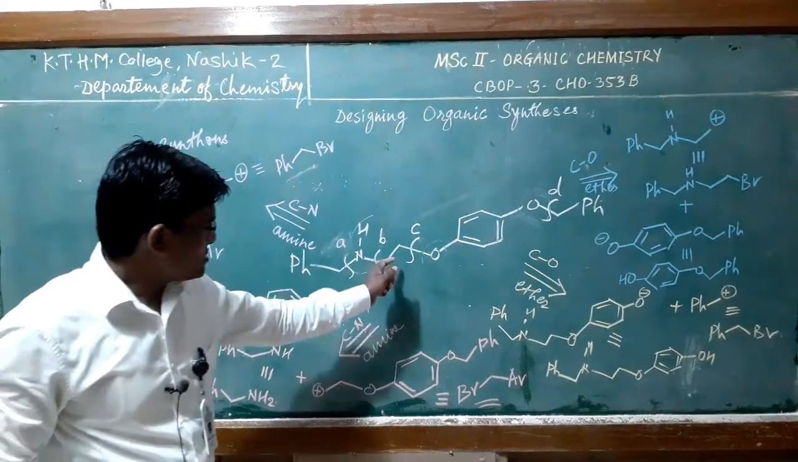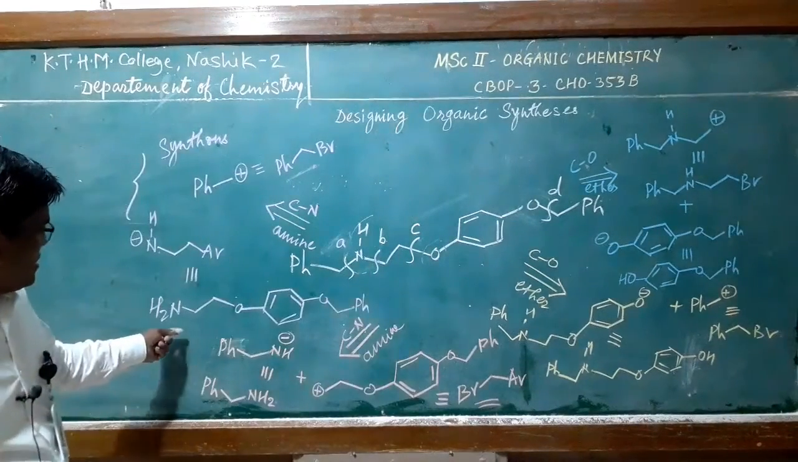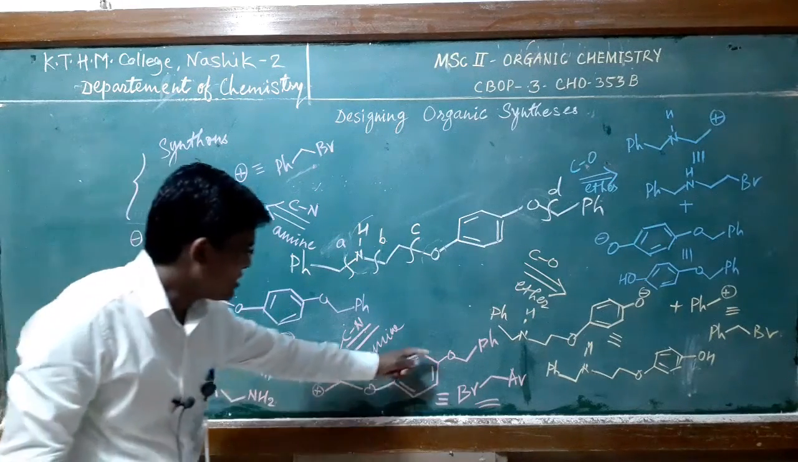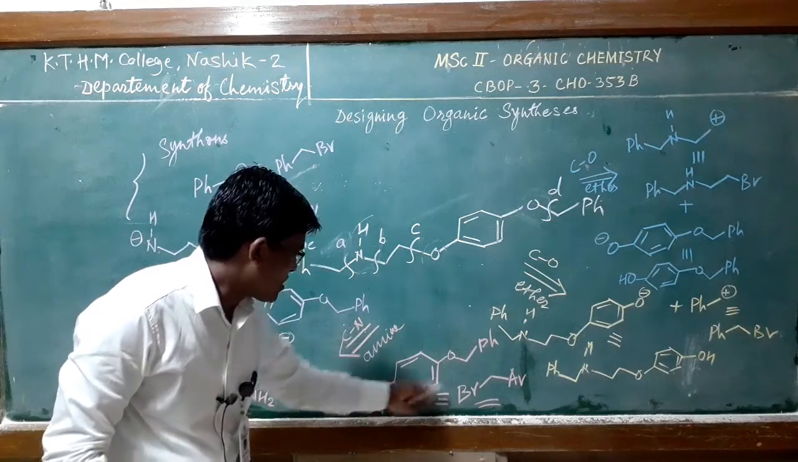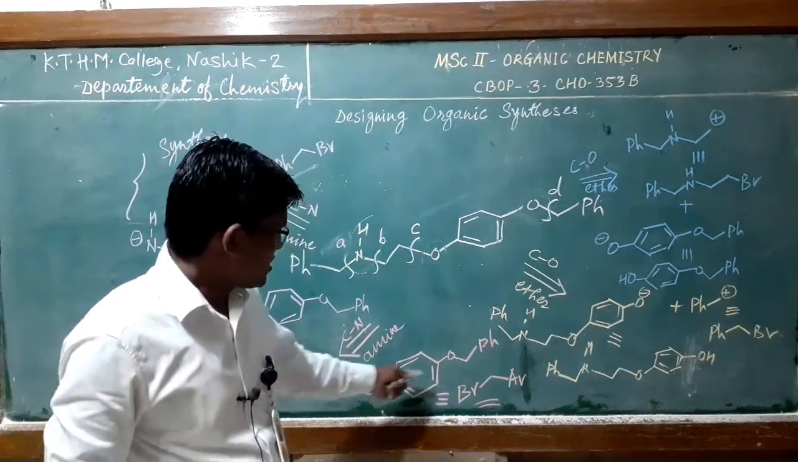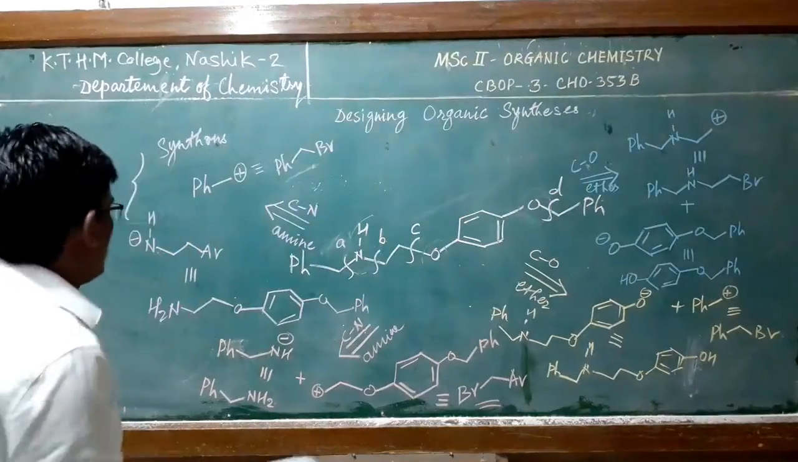So when you cleave this CN bond, you will get this benzyl amine plus this bromo compound. Okay. So let's consider this starting material as a target molecule.